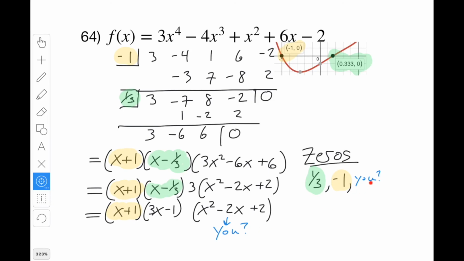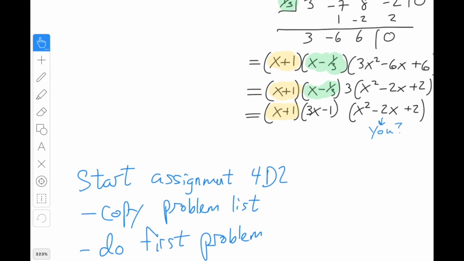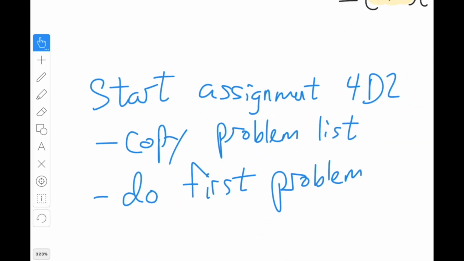Anyway, you can figure out what the remaining 2 zeros are by plugging them in the quadratic formula. And then after you do that, you can start assignment 4D2. Copy the problem list and do the first problem, and I will see you in class.